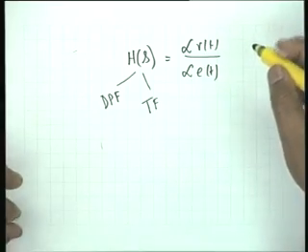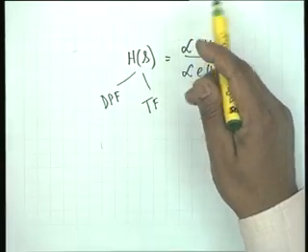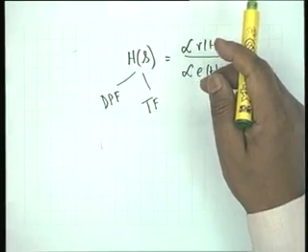Now the problem is to find a network, at least one network, and if one network exists, there exists an infinite number of networks. To find at least one network which realizes this. The first question that one asks is, is this realizable? Is this a realizable function?